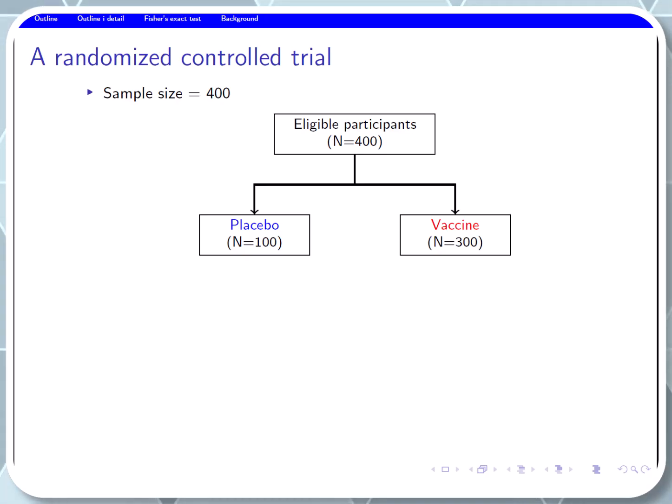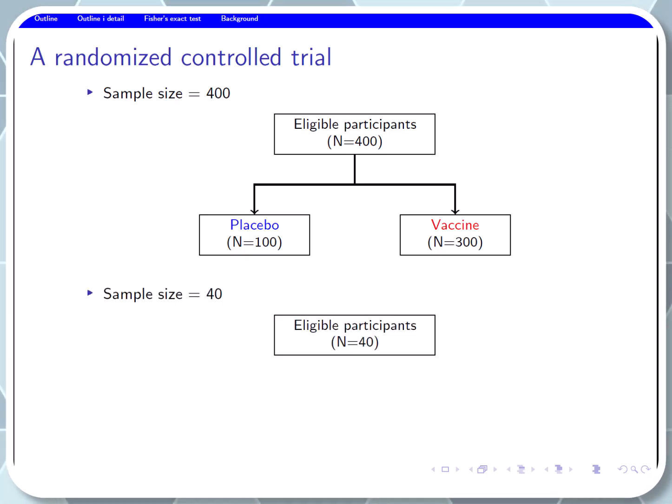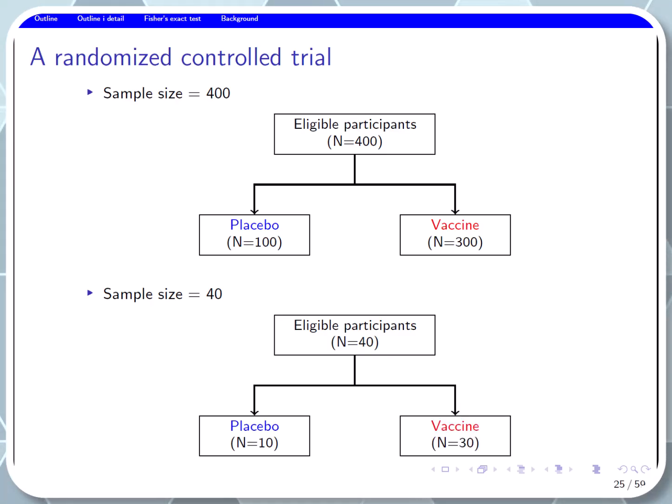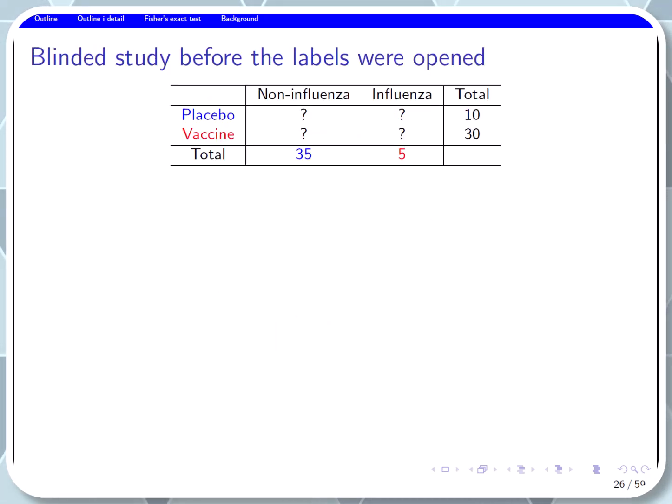Suppose due to limited budget and time, instead of 400 participants, 40 participants were included and randomized into two groups. 10 participants received the placebo and 30 participants received the vaccine. At the end of study, 5 out of 40 participants contracted influenza. Because the study was blinded before the label was open, it's unknown how many cases of influenza occurred in the placebo group and how many cases of influenza occurred in the vaccine group.